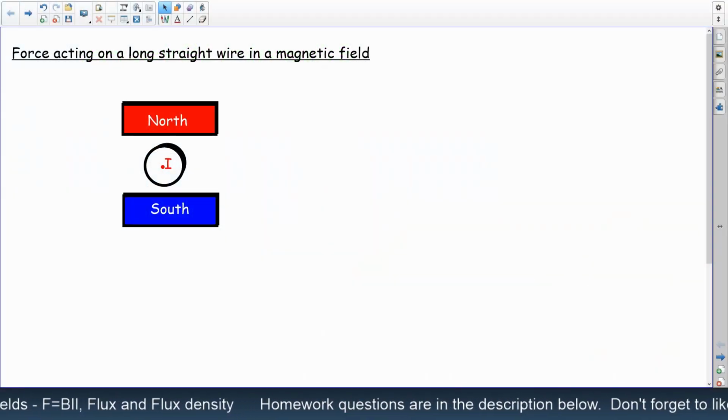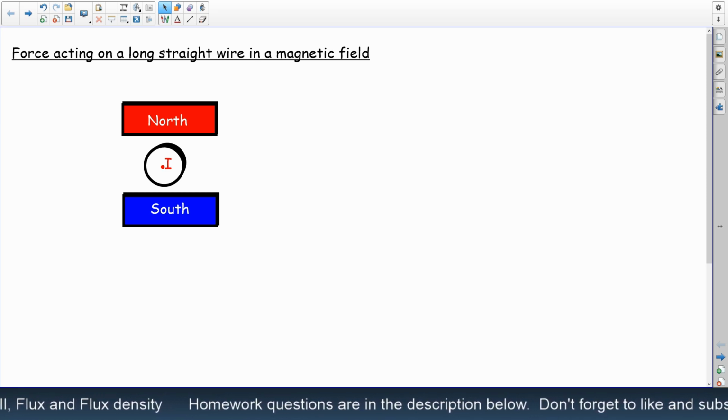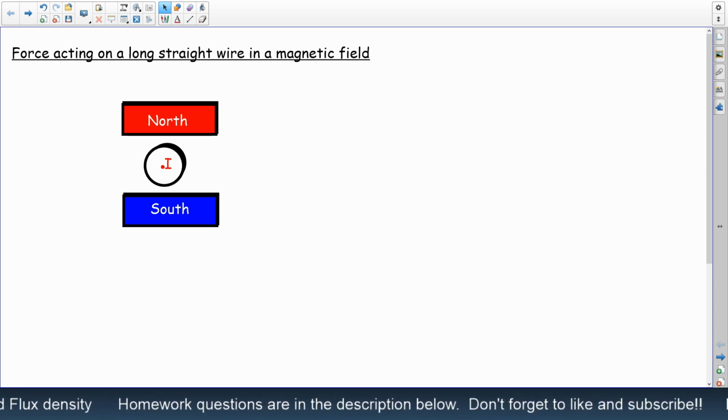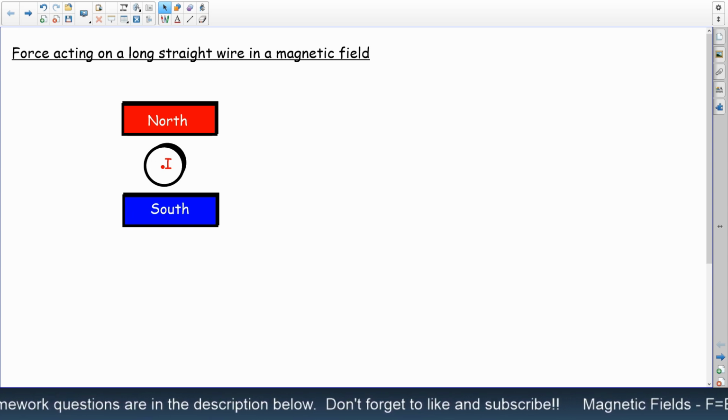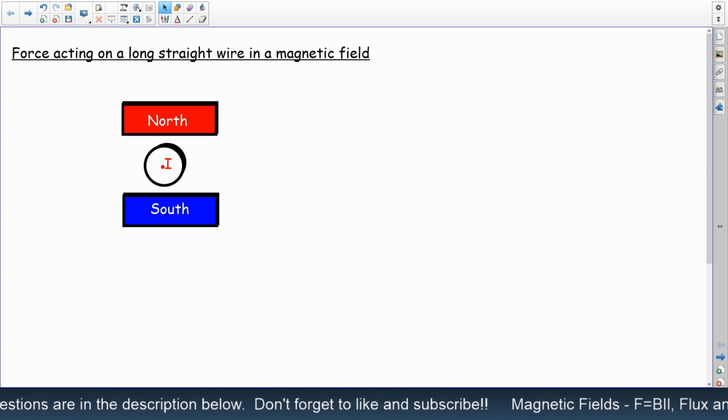Okay folks, in this lesson we're going to take a look at the forces acting on a long straight wire in a magnetic field. We're going to discuss what magnetic flux is and what magnetic flux density is. Okay, so let's start with this situation.